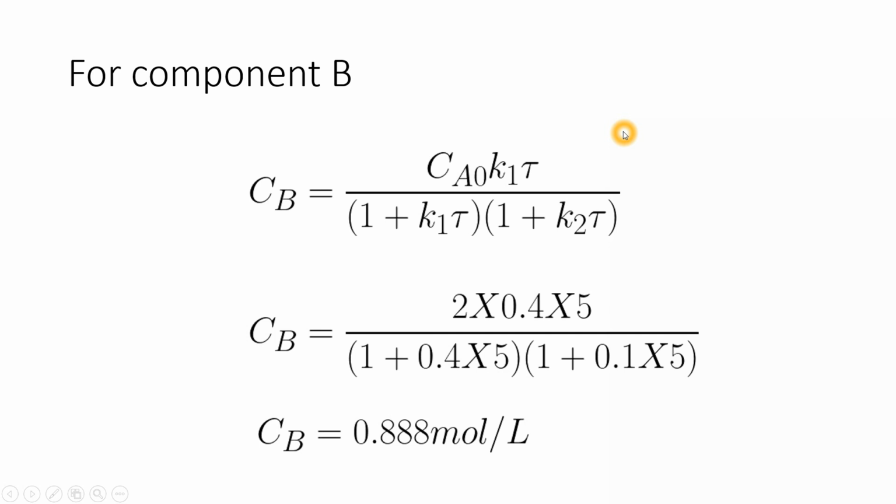So Cb is given as, when A gives you B and B gives you C product, and both are first order, then Cb is equal to Ca naught K1 tau upon 1 plus K1 tau into 1 plus K2 tau. From this we get Cb is equal to 0.888 mole per liter.